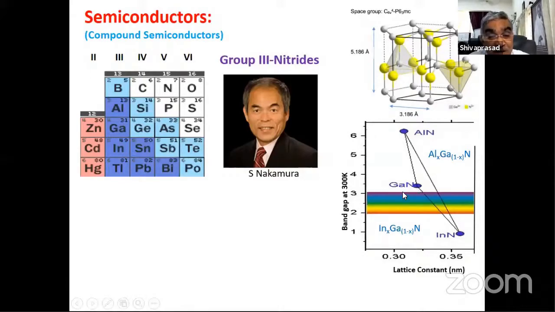See, 3.4 electron volts means it is more than the visible light. You see here, it comes in the ultraviolet light, which I told you in the beginning. So it was not giving blue light. So how to make blue light? Then he started thinking, I can go on adding indium to it, because indium nitride has a band gap of 0.6, 0.7 electron volts.